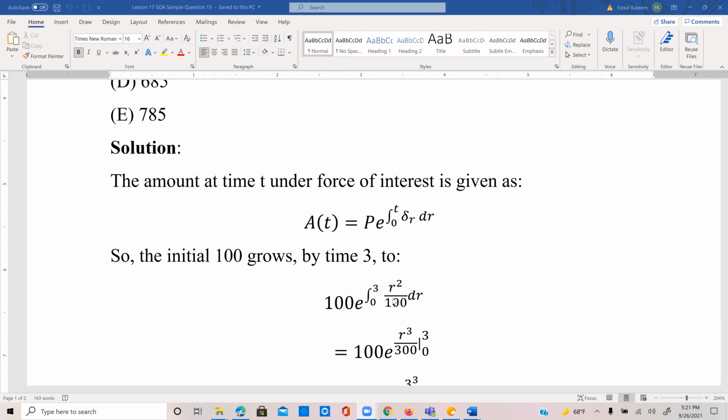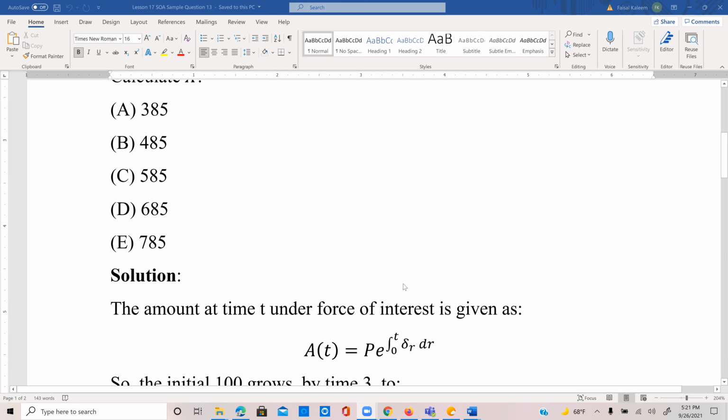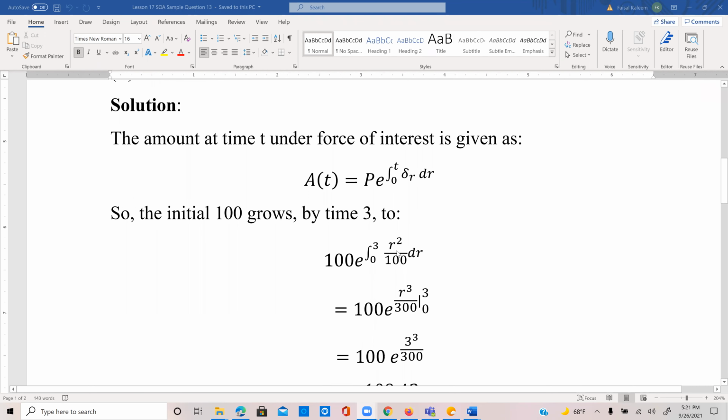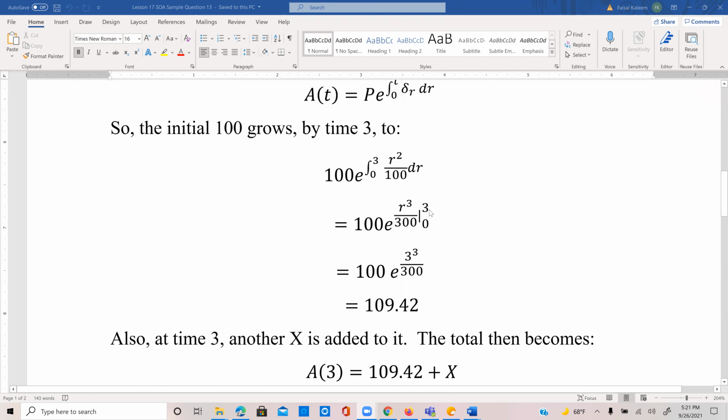And delta t was t squared by 100. So delta r would be r squared by 100, right? And r squared integrates to r cubed by 3. So this would be r cubed by 300 from 0 to 3. And when you substitute r equals 3, this is 3 cubed by 300, and the lower limit makes it 0. So this whole thing simplifies to 109.42.